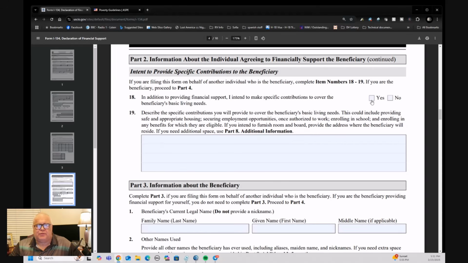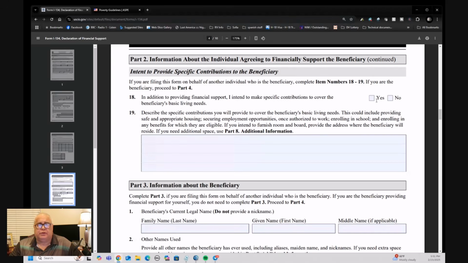And the specific contributions are described down here, right? So it could be, for example, that you are providing room and board. That's a place for the immigrant, the beneficiary, to live. And room and board means the room where they're going to live, and board meaning meals, etc. Are you doing that? So are you providing some specific and additional help above actual financial support? That's what this box is for. So you would say yes or no to that question.